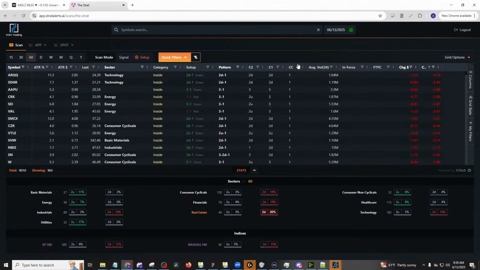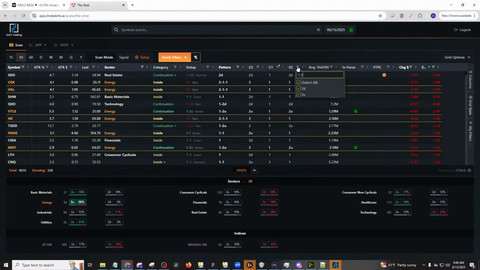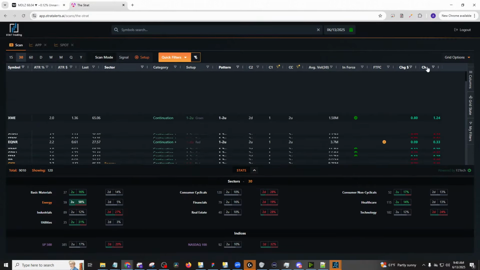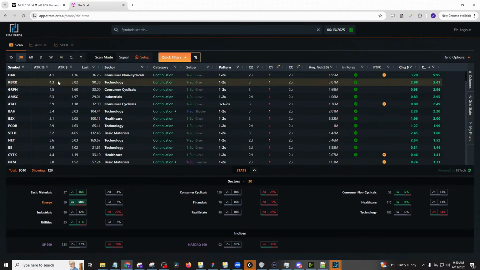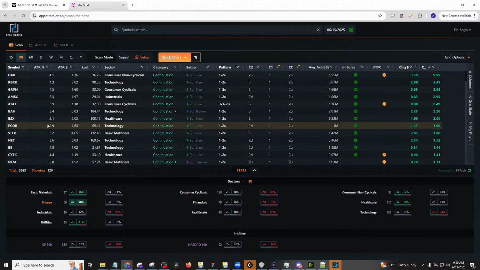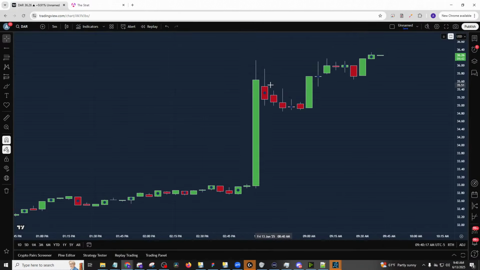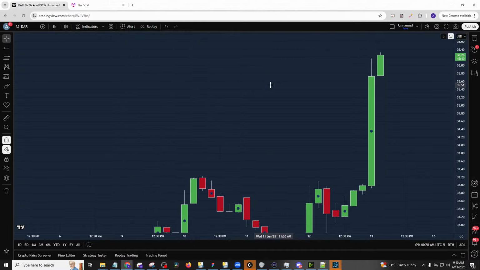Now, what we could do to find the relative strength is we could go and look for inside 30s up. That would give us the stronger of the bunch. Non-cyclicals, cyclicals, tech, healthcare, tech. So good chunk of tech in there. It's not a ton of known names by us.